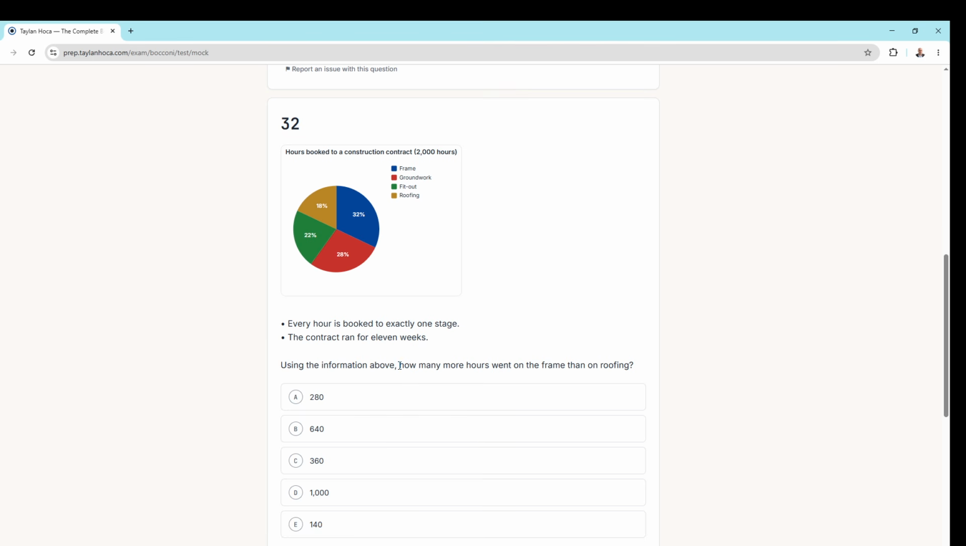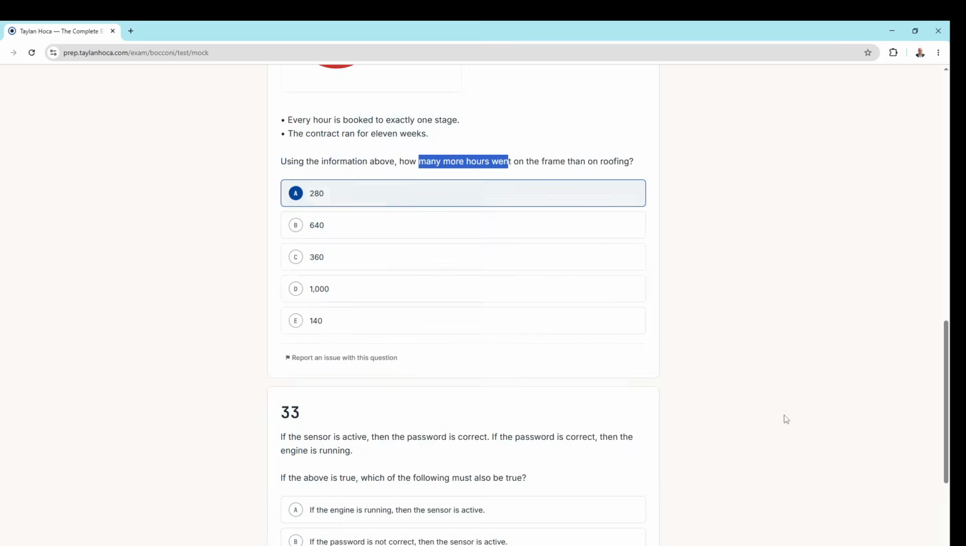Okay. How many more hours went on the frame than on the roofing? Okay. Frame more than roofing. So 32%, 18%, 14% more. I am looking for 14% of 2000. It must be 280, because 14 to 28, it's only in 280. I don't calculate even exactly, so it must be 280. And since it says more hours, I subtract percentages.